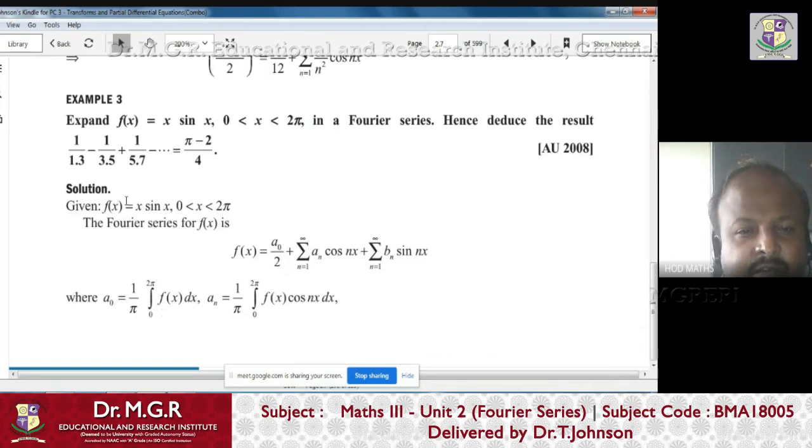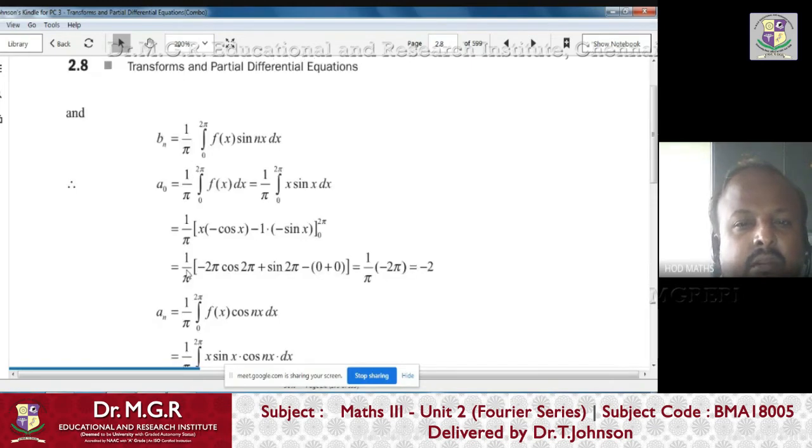But what is f of x? f of x is x into sin x. So you simply substitute here x into sin x, and then we have to evaluate. So here a naught is 1 by pi, integral from 0 to 2 pi, and in place of f of x we substitute x sin x. Now we have to integrate this.